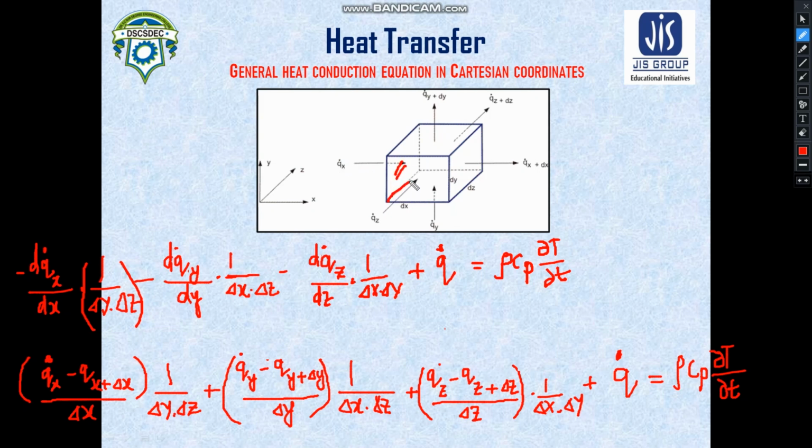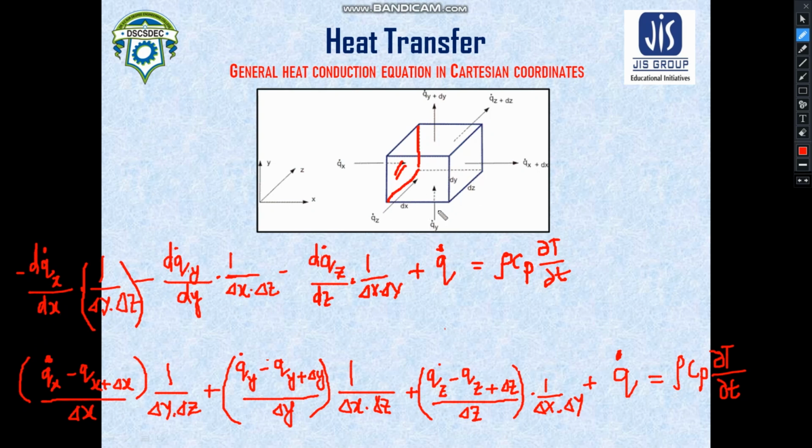Now it is very simple. What is the length of this area? It is delta z, and this is your height. So this is a rectangular surface, and you know the formula to calculate the area of a rectangular surface. So it is simply delta y delta z.